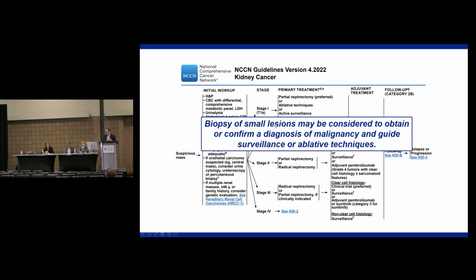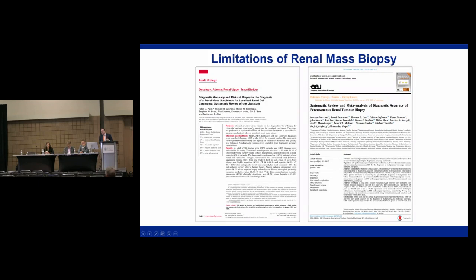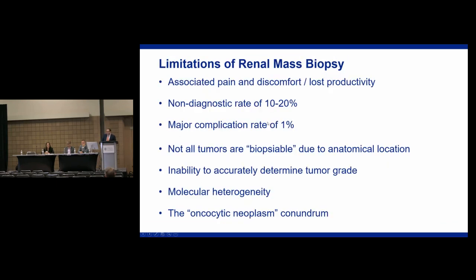And the guidelines actually state that biopsy of small lesions may be considered to obtain or confirm a diagnosis of malignancy and to guide surveillance or ablative techniques. There are, however, limitations to renal mass biopsy. There are 2 systematic reviews or meta-analyses in the literature, which really take us through and serve as sort of our textbook on renal mass biopsy.